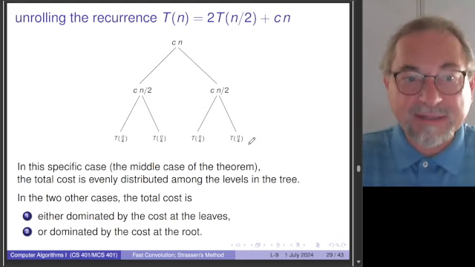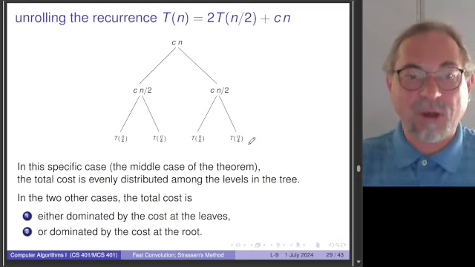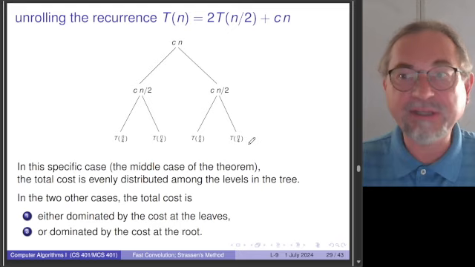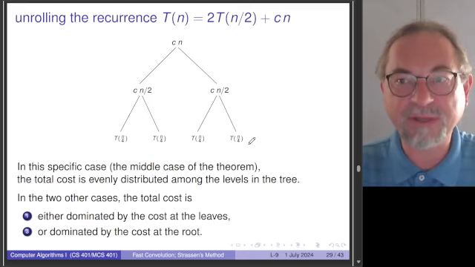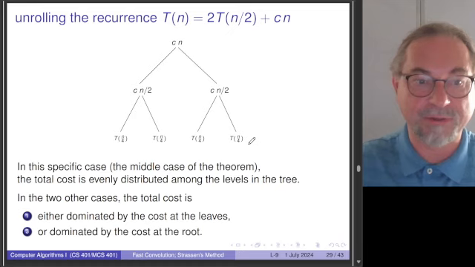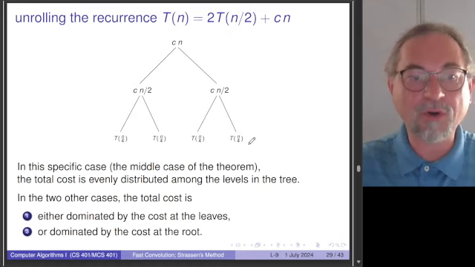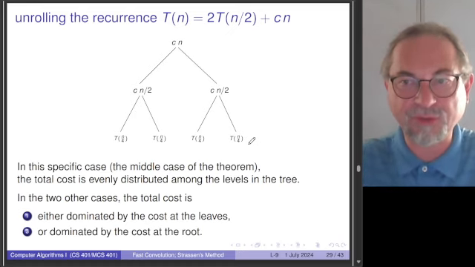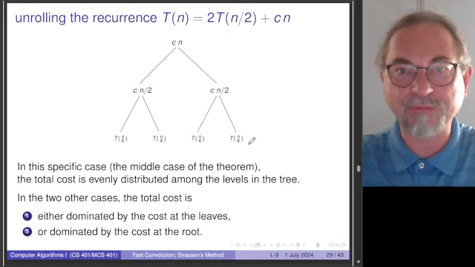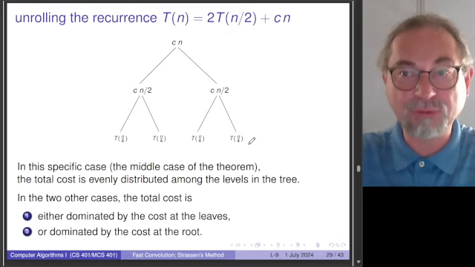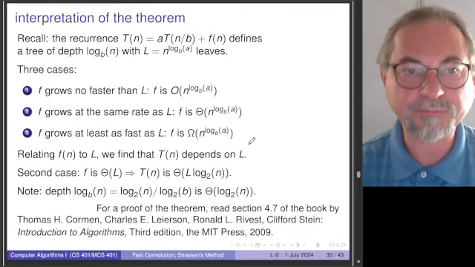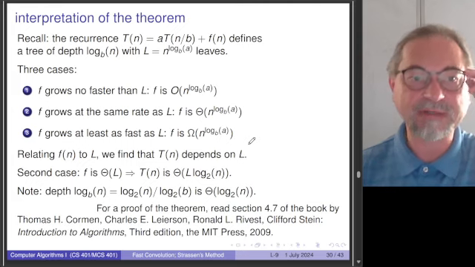In the two other cases, either your total cost is dominated by the leaves. So actually the reduction time is very straightforward. Could also be a constant. Or it is dominated by the root. So actually when you come back from your solving of the subproblems, you have to do more and more work. So let's look at these two cases.